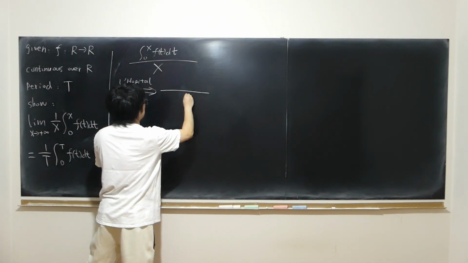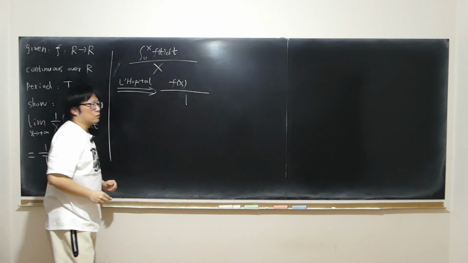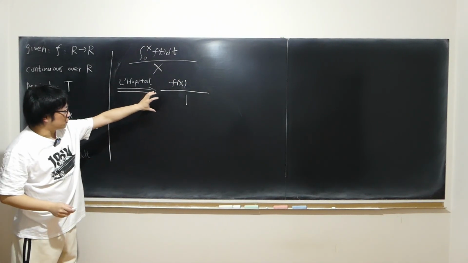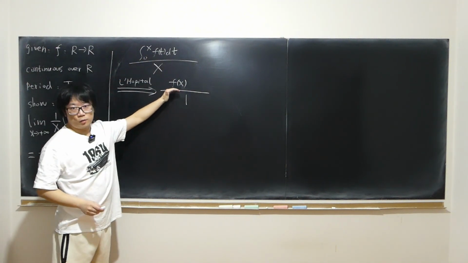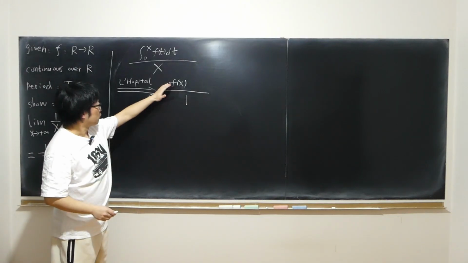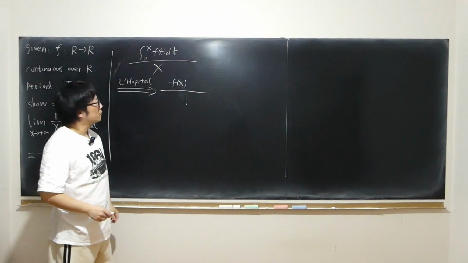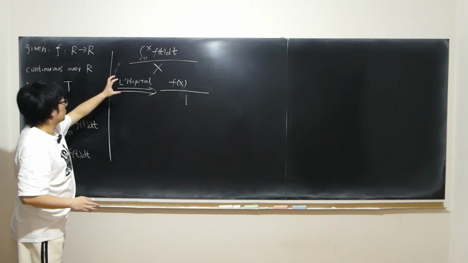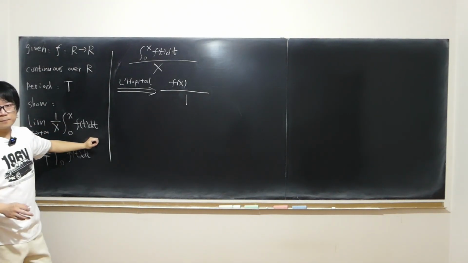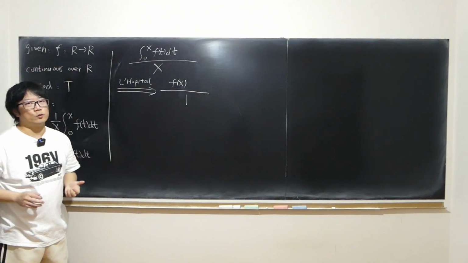Then we get 1 at the bottom, and f of x at the top. So the problem is that if it has a limit, then this will have a limit. But the thing is that we don't even know if f of x has a limit when x approaches positive infinity. It may or may not. If it doesn't have a limit, does that mean the original expression doesn't have a limit? I say not necessarily. It just means we have to find a different way of doing it.